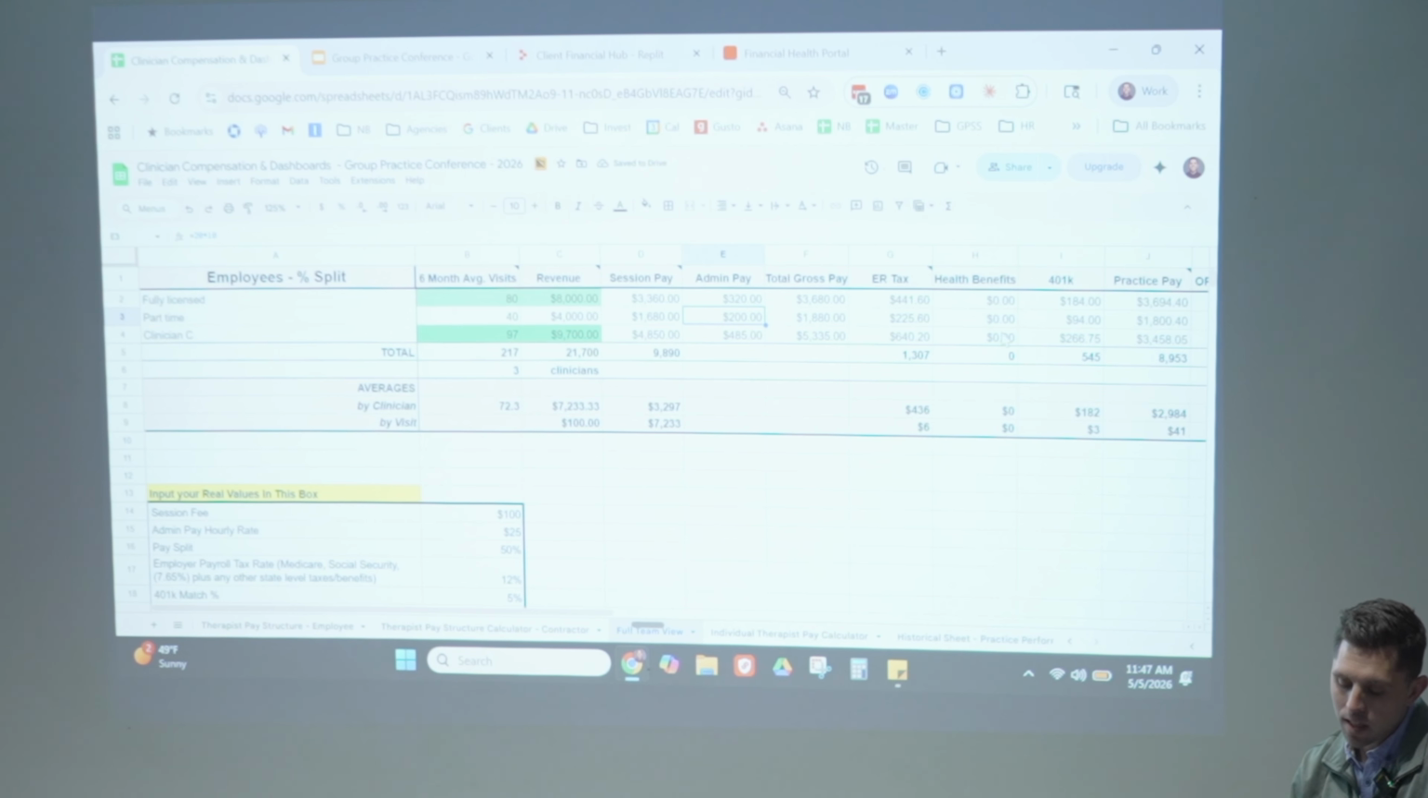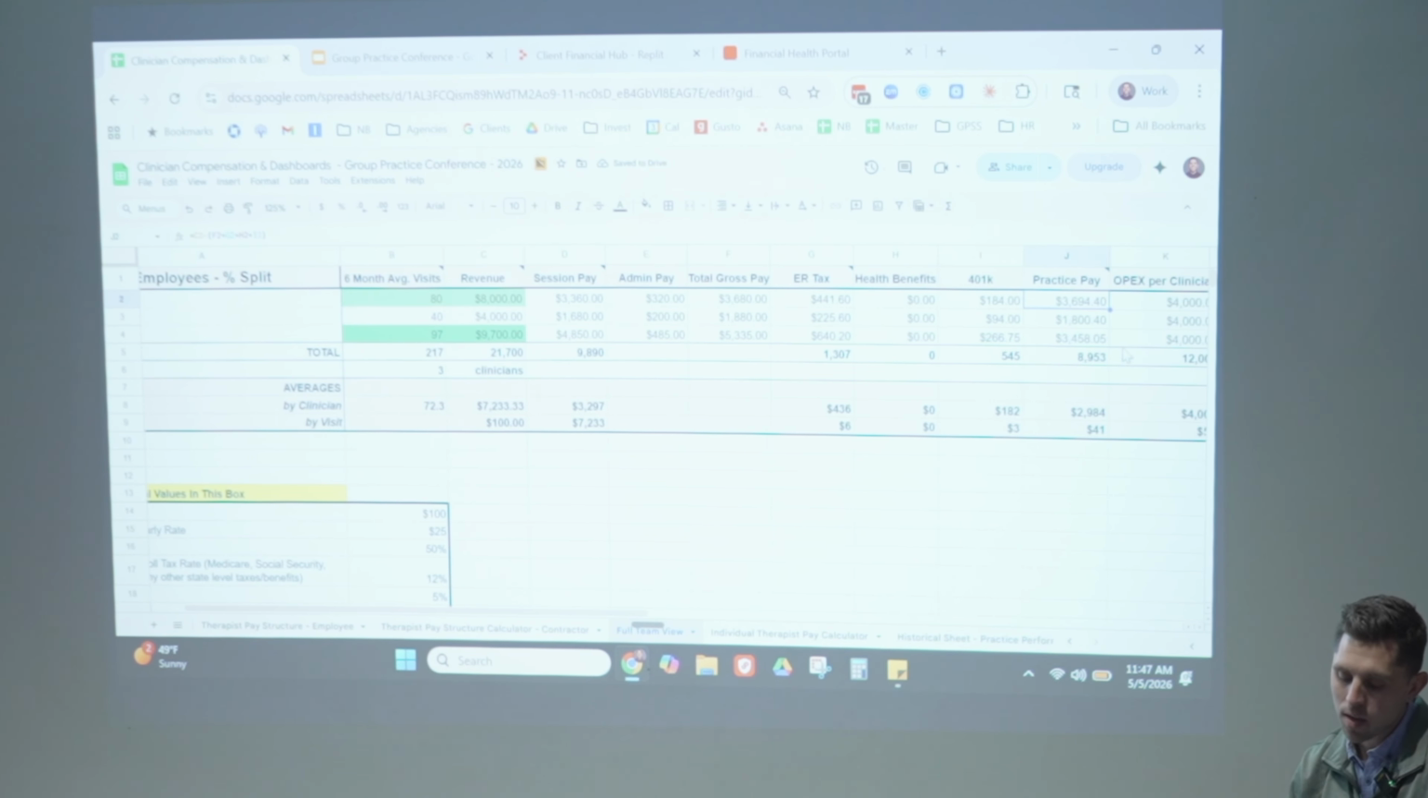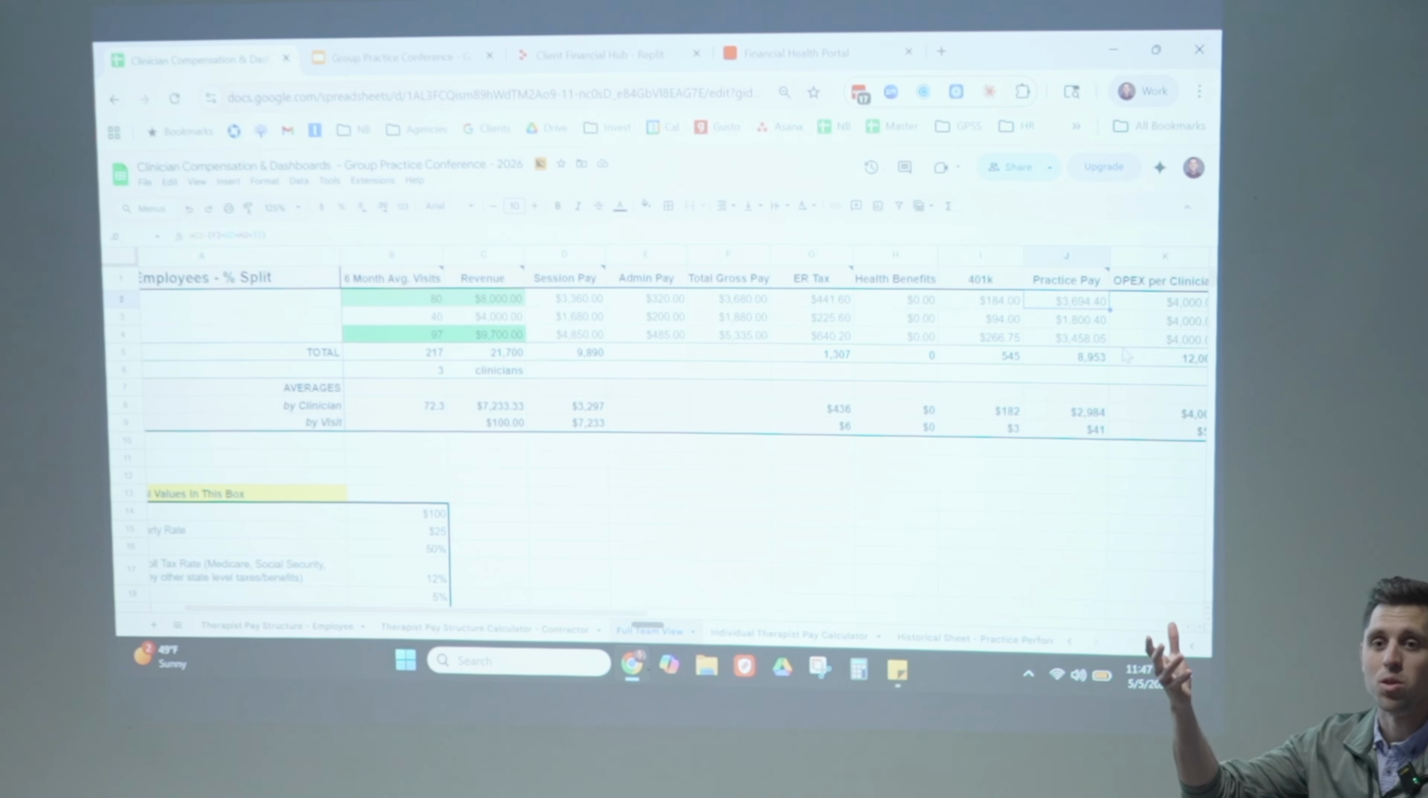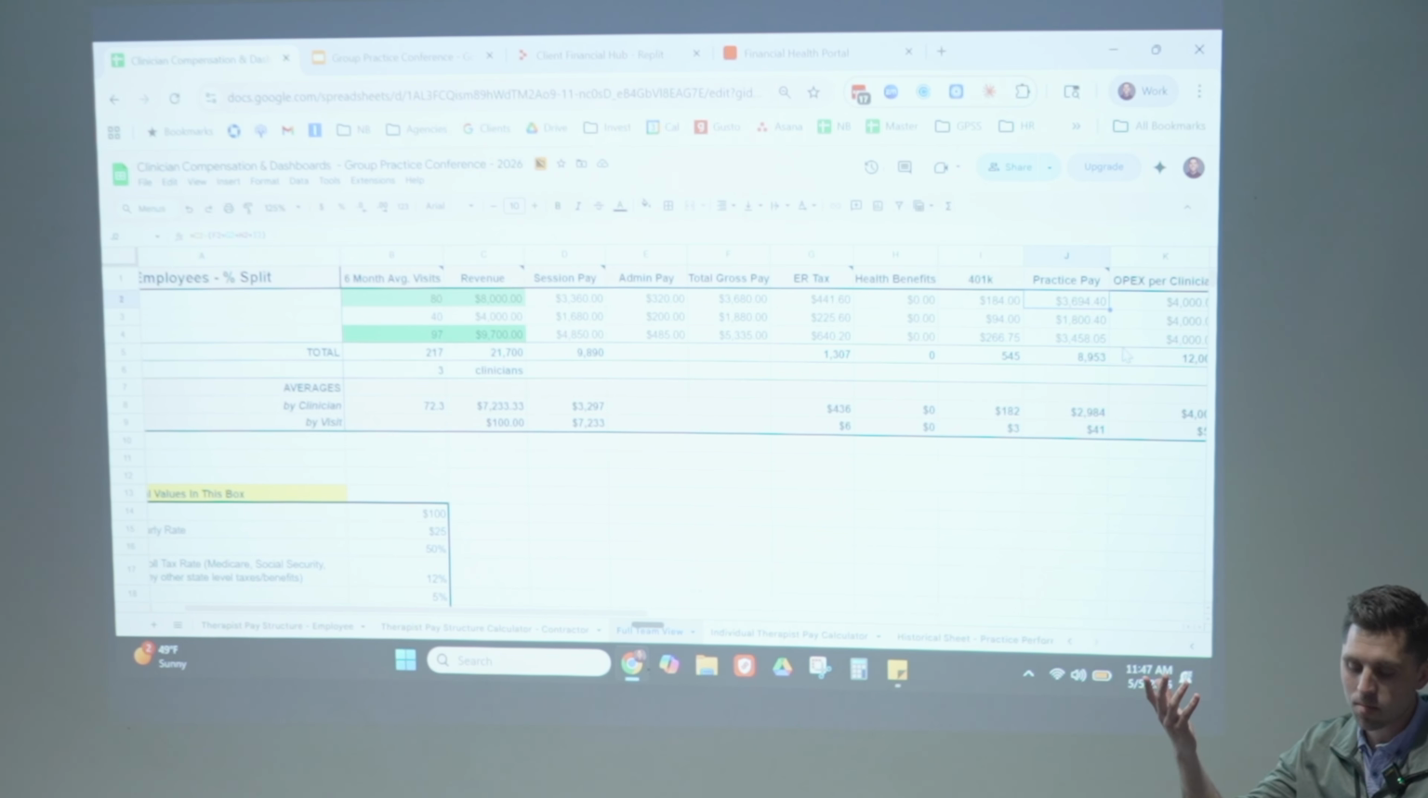But really what we're trying to get to here is we're trying to figure out, what's this practice pay? And what that tells you, if you're thinking, all right, I feel like we're ready to hire another 1 or 2 full-timers, this tells you what you can expect from that once they're up to full capacity. You're like, all right, that means $3,700 more in practice pay for us. That's not bad. Pretty happy with that.